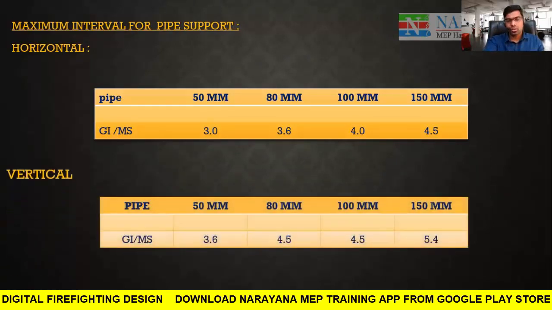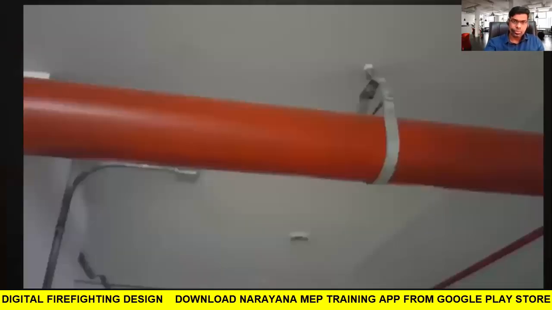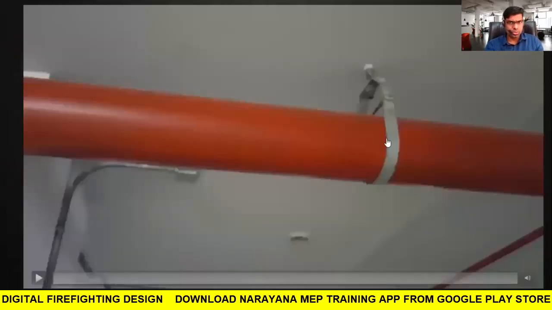Next we have vertical. For vertical, whether GI or MS pipe, for 50 mm pipe the interval is 3.6 meters. For 80 mm, it is 4.5 meters. For 100 mm, it is 4.5, and for 150 mm, it is 5.4 meters. These are the support intervals we are discussing.